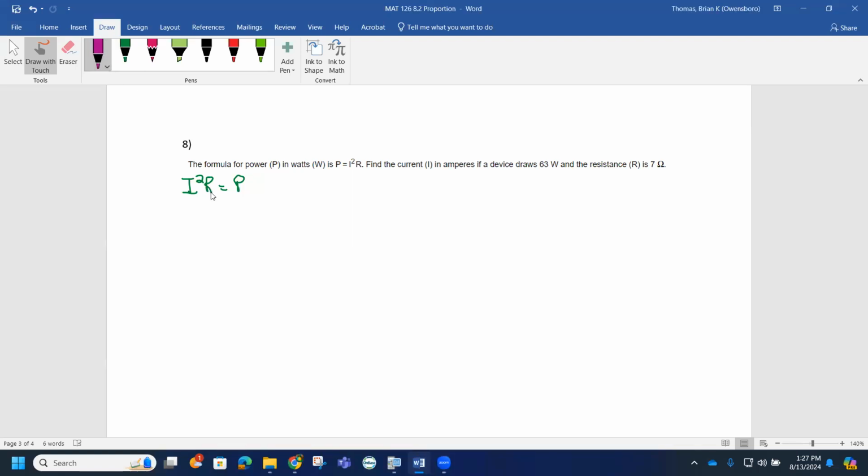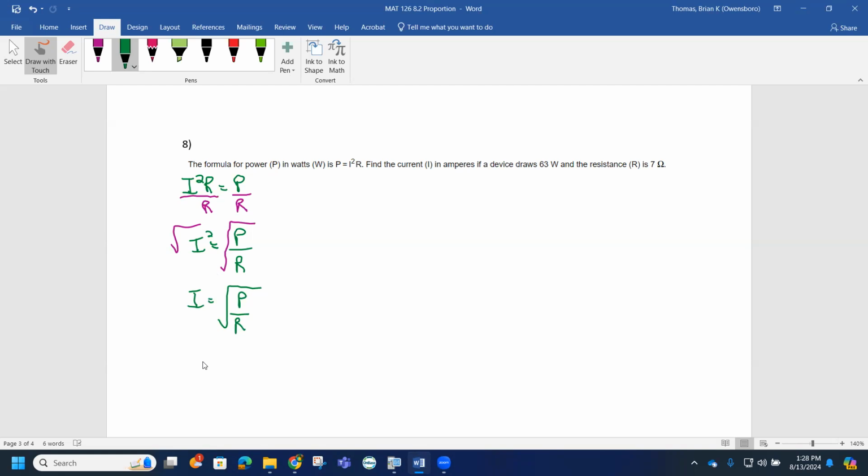So what I can do is get rid of the R by dividing both sides by R, because anytime you divide something by itself, it'll go away. So what I have now is I squared equals P over R. And to get rid of a power of 2, the inverse of squaring is what's called the square root. So if you use the square root symbol, you can take the square root of both sides, and then square and square root cancel each other out, and you have I equals the square root of P over R.